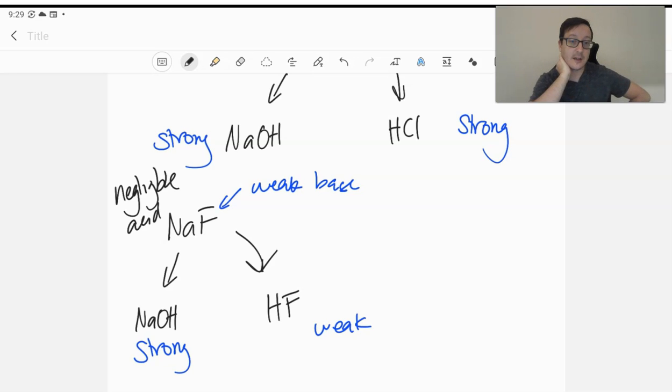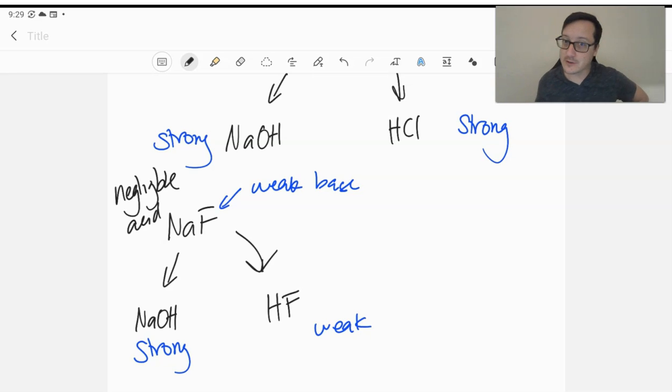So when we dissolve sodium fluoride, which looks like sodium chloride, just a white granular solid, in water, we get a weakly basic solution, meaning it's slightly alkaline. It's not neutral, but it's got a relatively high pH.